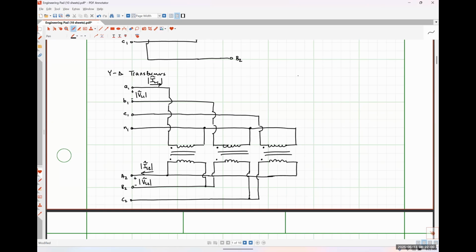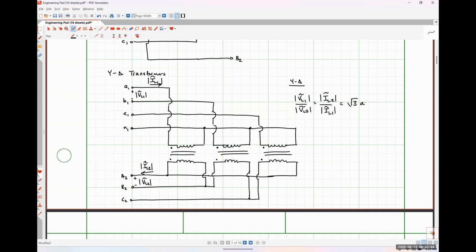And so what we should see is that when we do this particular configuration where Y is our primary and delta is our secondary, we'll get the magnitude of VL1 over the magnitude of VL2 is equal to the magnitude of IL2 over IL1, which actually comes out to be the square root of 3 times our turns ratio.